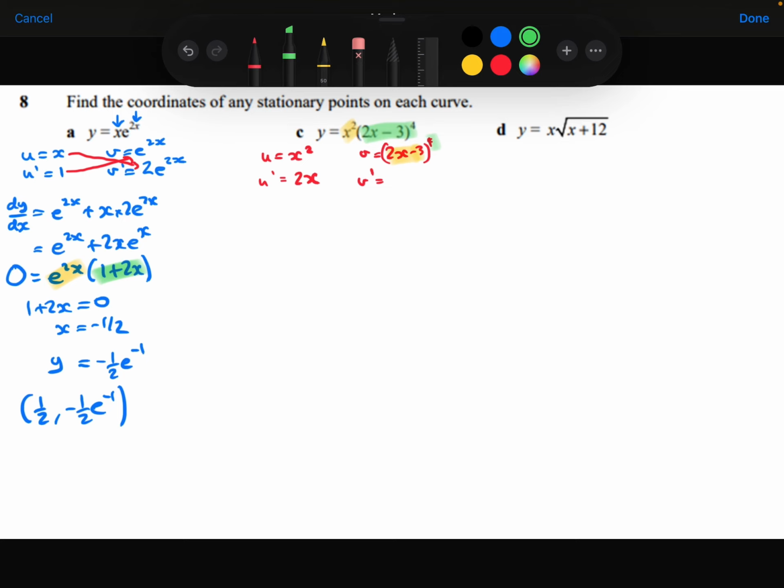So differentiate the power 4 first. So times by 4. Take 1 away from the power, and then by the chain rule I have to multiply this by the derivative of the inside. When I differentiate 2x minus 3, I get 2. And we can see that that's going to simplify here. The 4 times the 2 is going to be an 8. So I'm going to rewrite that in a slightly simpler form with an 8 at the front.